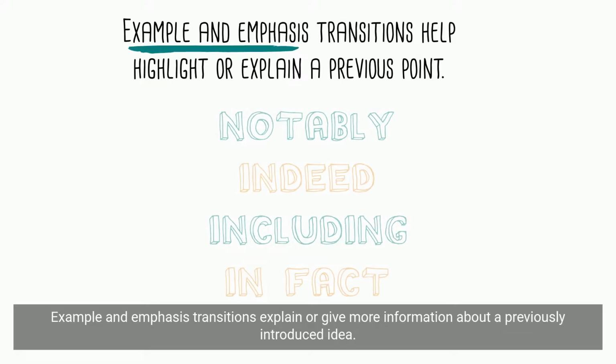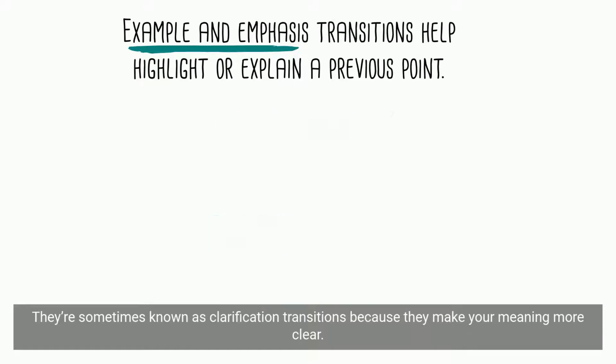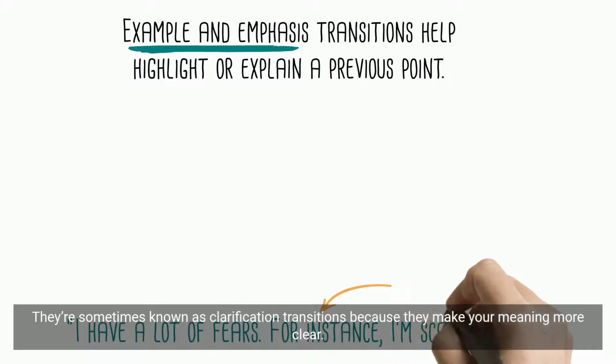Example and emphasis transitions explain or give more information about a previously introduced idea. They're sometimes known as clarification transitions because they make your meaning more clear.